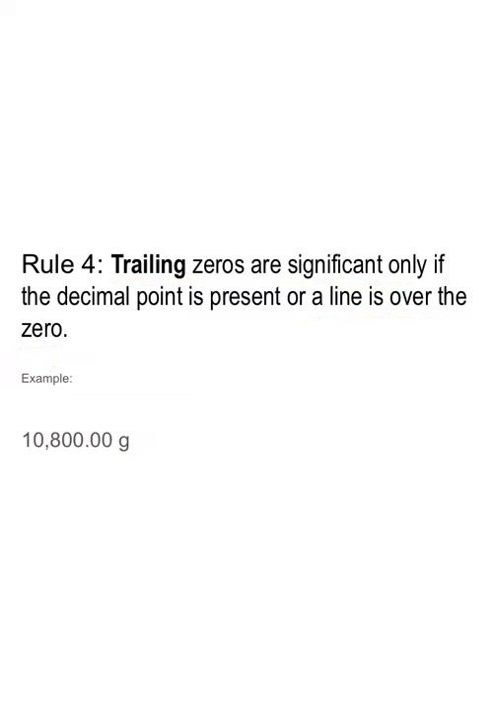All right, so here's another example. Trailing zeros are significant only if there's a decimal point present in the number or if there's a line over the 0. Here our measurement is 10,800.00 grams. What we see is that there is a decimal point present in the number. All of these zeros are considered trailing zeros because they come after the last non-zero number, the 8. Because there's a decimal point, all the trailing zeros are significant, okay?